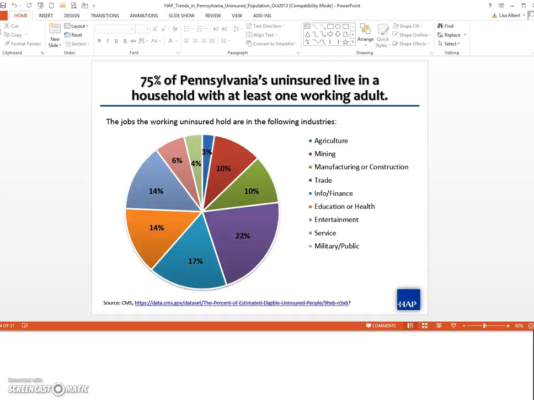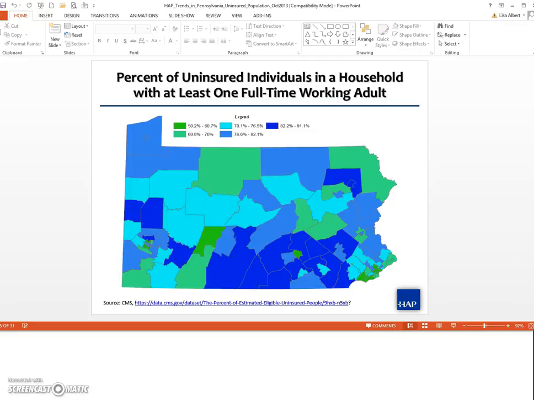Another interesting fact, 75% of Pennsylvania's uninsured live in households, like we said, with at least one working adult. So we're going to break it down, and the jobs the working uninsured hold are listed here. 22% are in the area of trades. The next highest is 17%, and it looks here, although these colors are a little confusing, they're in information and financing. So again, some interesting characteristics.